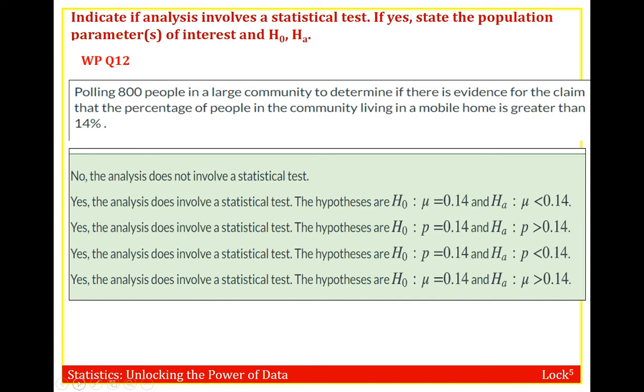Indicate if the analysis involves a statistical test. So same question, and do we have a population parameter? Polling 800 people in a large community to determine if there's evidence for the claim that the percentage of people in the community living in a mobile home is greater than 14%. Well, it doesn't say a sample of the community. It says polling 800 people in a community. And if I look at this, I have to be careful on a question like this, whether it's all the people involved or whether it's some of the people involved.